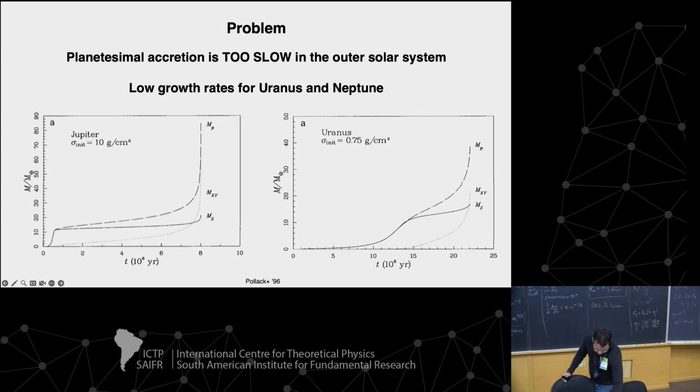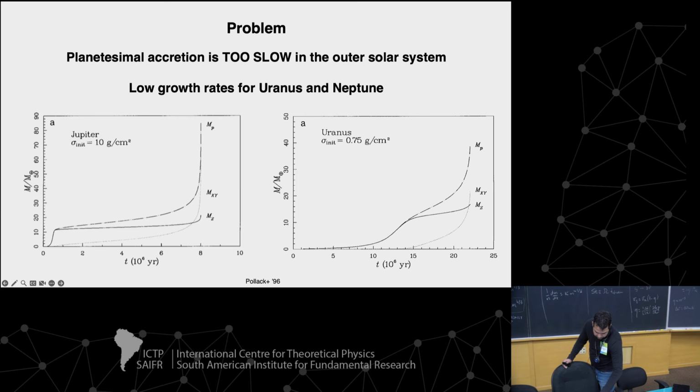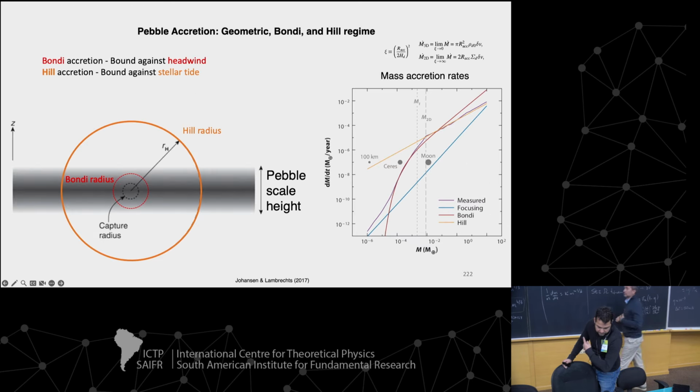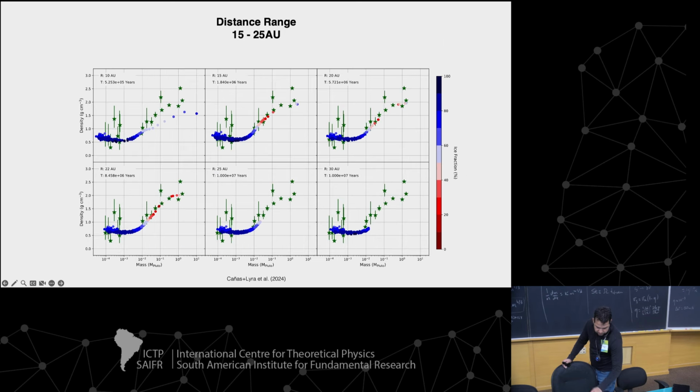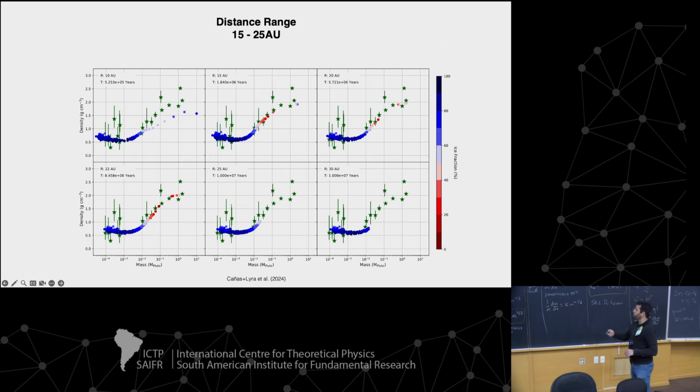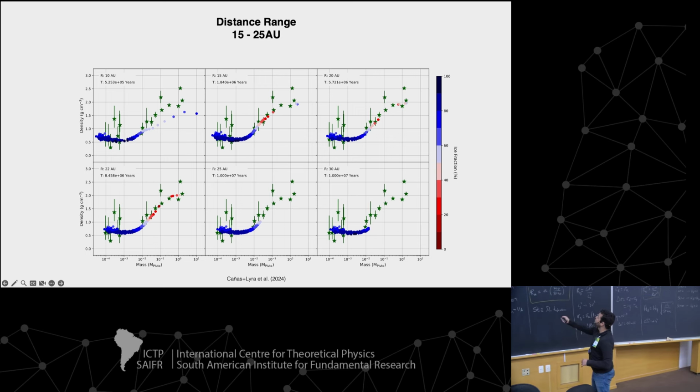I'm trying to see here if I have a plot of the mass accretion rate. Yeah, that plot was the mass accretion rate at 5 or 10 AU, if I recall. I tested also what the mass accretion rates would be at different regions. Oh, there you go. Yes, these are for different distances. I tried the same model here for 10 AU, 15 AU, 20, 22, 25, 30.